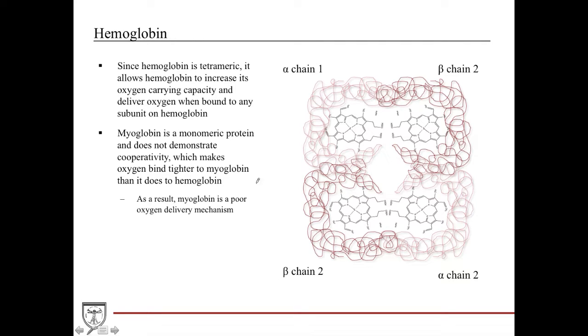So since hemoglobin is tetrameric, it allows hemoglobin to increase its oxygen carrying capacity and deliver oxygen when bound to any of the subunits. And as we discussed before, myoglobin is very similar to hemoglobin, but it does not have the ability to do this because it is monomeric. So it does not have the cooperativity capabilities. If you were to do a Michaelis-Menten curve, this is cooperativity, that is hemoglobin, that's myoglobin. Cooperativity, no cooperativity. And this is the reason why myoglobin is such a poor oxygen delivering mechanism, because it doesn't have the ability to carry as much oxygen needed to keep the organs perfused that hemoglobin can.